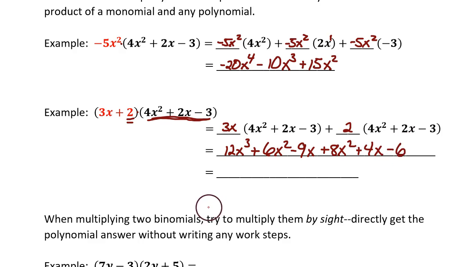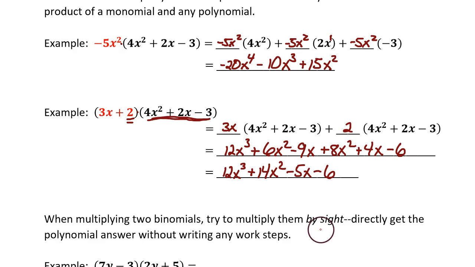The final step is combining like terms. Begin with the 12x cubed. It has the highest degree. Then look for any x squared terms and combine them together. Then look for x terms and combine those together. And finally, the constant term.